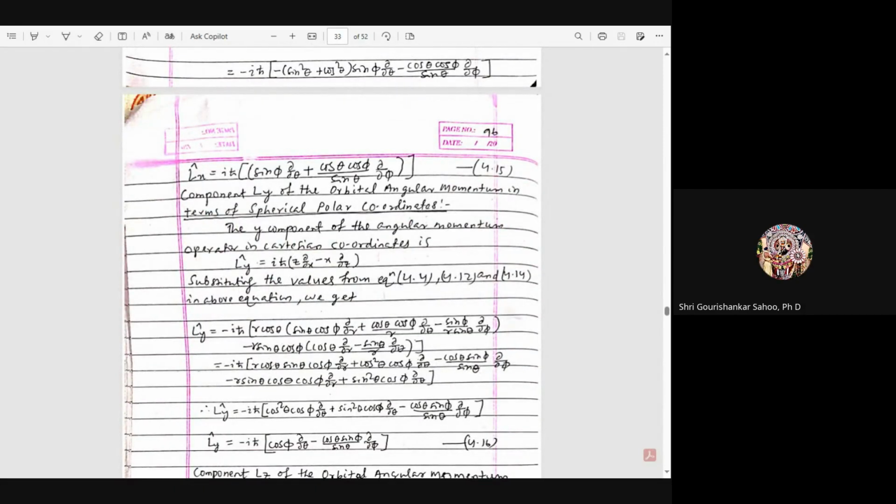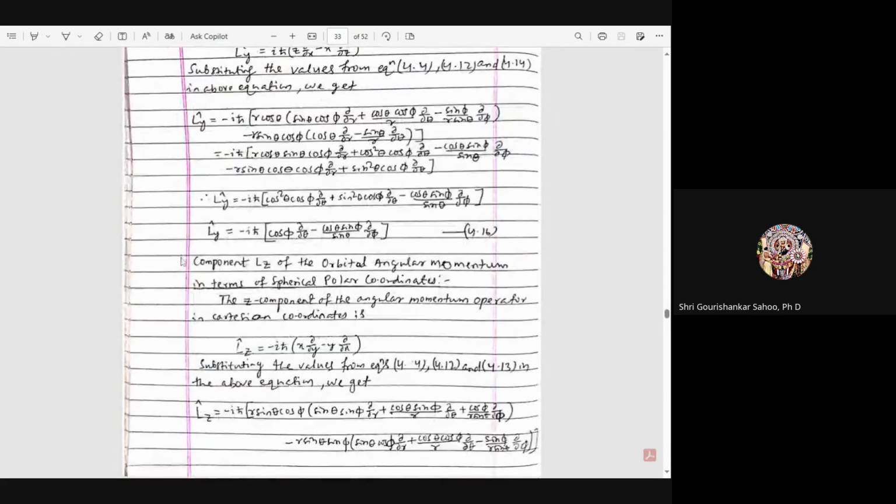And your components of orbital angular momentum in terms of the spherical polar coordinate system can be written as Lx cap is equal to iħ times sin phi del by del theta plus cos theta cos phi by sin theta del by del phi. And similarly, Ly and Lz can be written in spherical polar coordinates as Ly cap is equal to minus iħ times cos phi del by del theta minus cos theta sin phi by sin theta del by del phi. And your Lz can be written as minus iħ del by del phi.